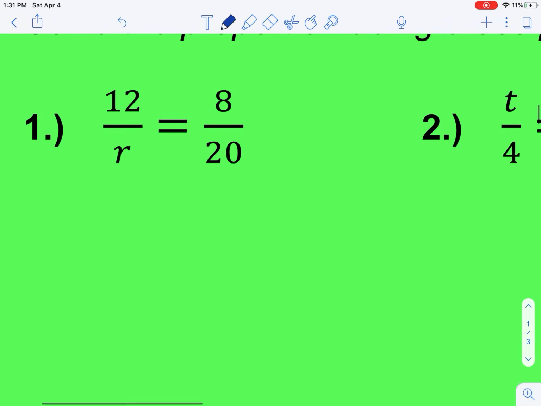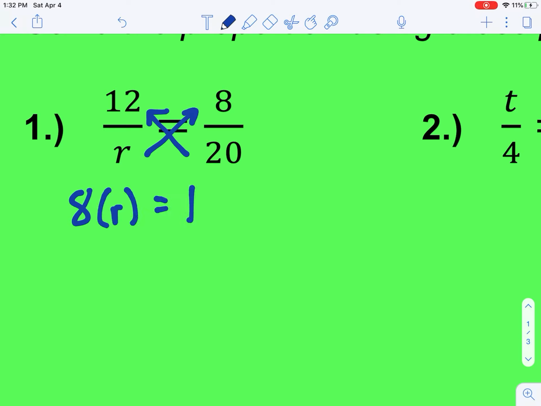Number 1, 12 over r equals 8 over 20. So the first thing I'm going to do is draw my lines for my cross products. And I like to always start with my variable. So I'm going to do r times 8. So I'm going to do 8 times r equals 12 times 20. So I'm getting those numbers by looking at my diagonals. Now I'm going to clean this up a little bit. 8 times r equals 8r. And 12 times 20 is 240.